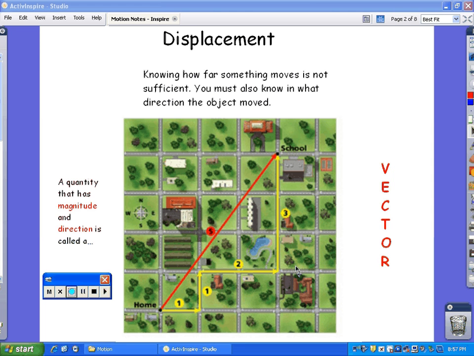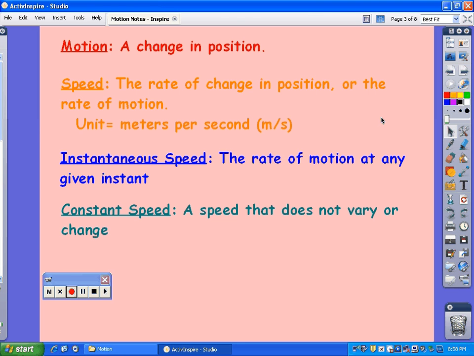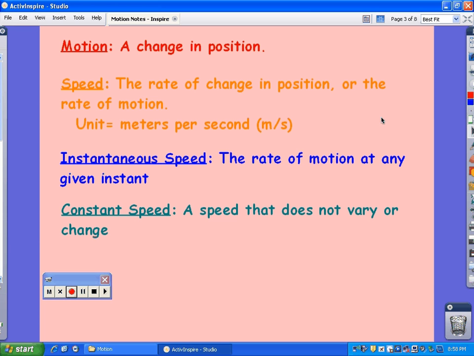So just knowing how far something moves is really not helpful. Displacement really comes in handy with things like GPS and maps and so forth, because just going one direction 10 miles really doesn't help you. You got to know which way to go, and GPS is useless without displacement knowledge. Motion is simply defined as any change in position. If it's not in motion, it's sitting still. So therefore, it's not changing position.